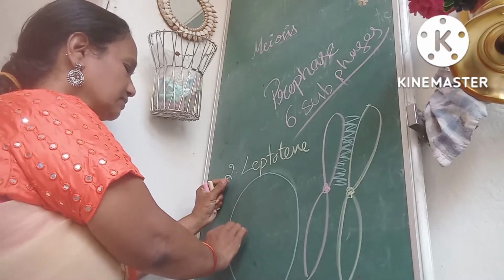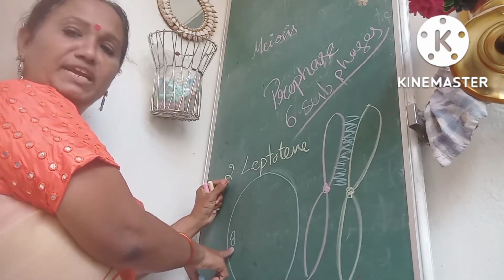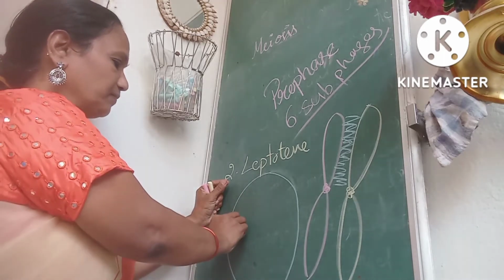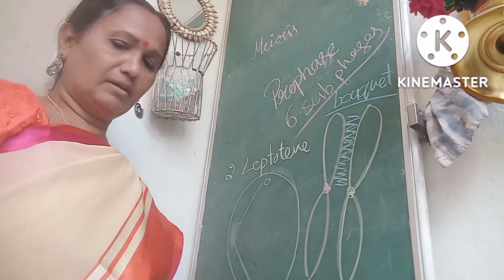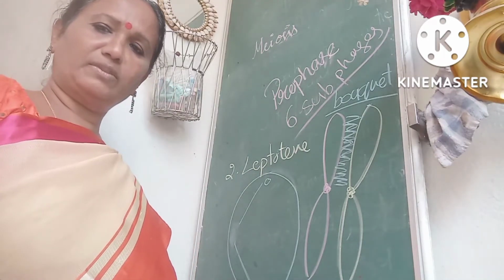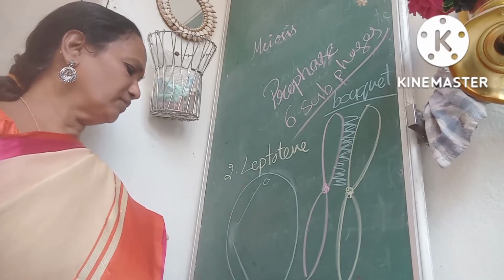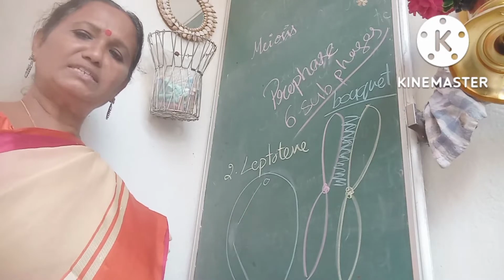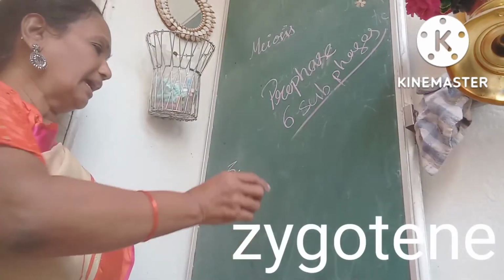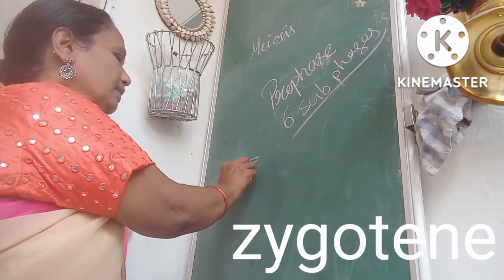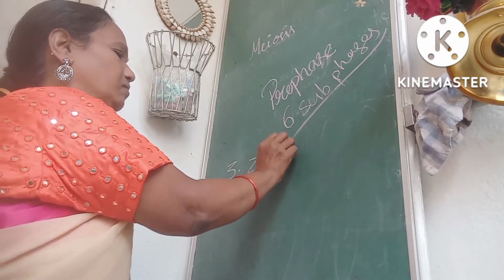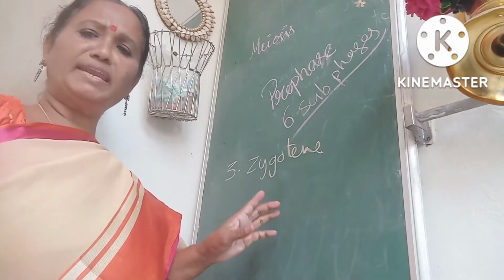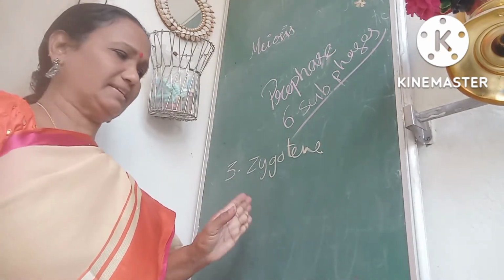The centrioles duplicate, moving towards the opposite pole of the nucleus, and thus each pole of the cell possesses two centrioles of the single diplosome. In the zygotene stage, pairing of homologous chromosomes takes place.